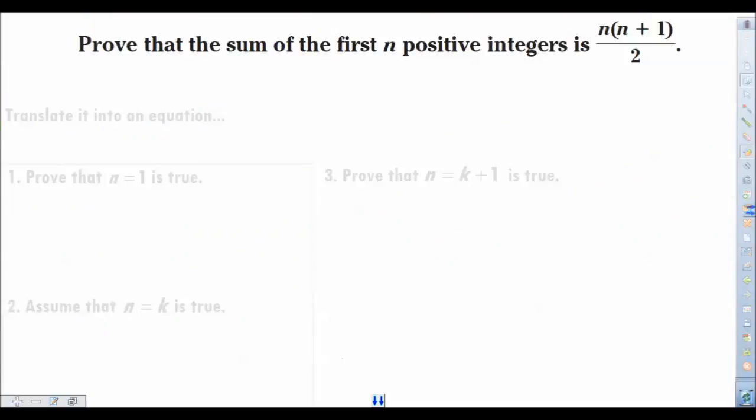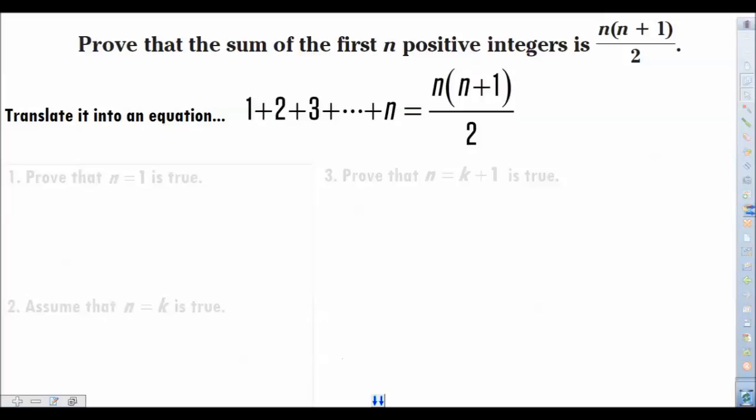Let's do this one more time with another example. Let's prove that the sum of the first n positive integers is equal to n times n plus 1 divided by 2. Notice one thing that they did not do here is provide us with an equation with a series to go along with it. When that happens, just take a second and translate it into an equation that fits the profile here. I think it would look something like this, right? The sum of the first n positive integers, so 1 plus 2 plus 3 all the way out to some number n, would be equal to n times n plus 1 divided by 2.